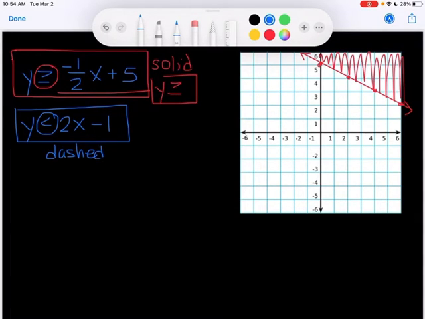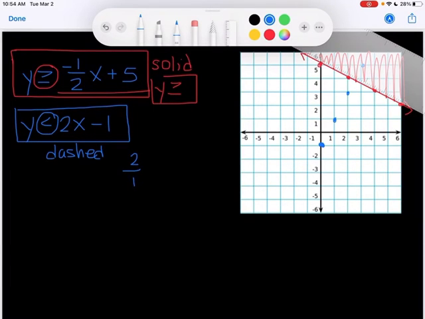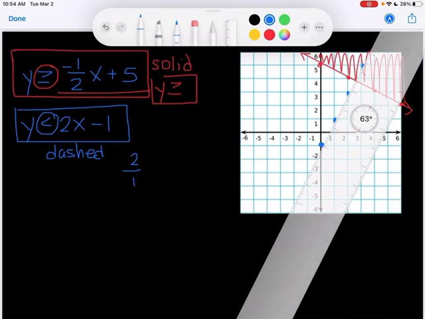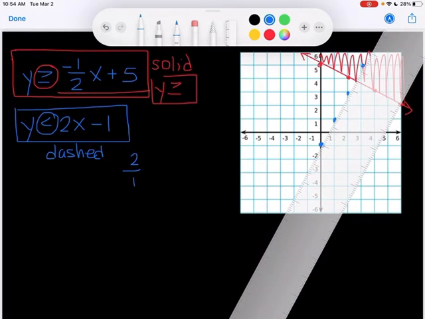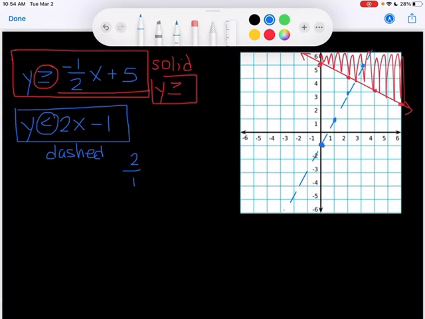All right, our y-intercept is negative 1, and our slope is 2, which remember, you can always put it over 1. So that's rise 2, run 1, or go up 2, right 1, up 2, right 1. And remember, this is a dashed line because there's no equal to portion in that inequality symbol. Okay, so we've got that.